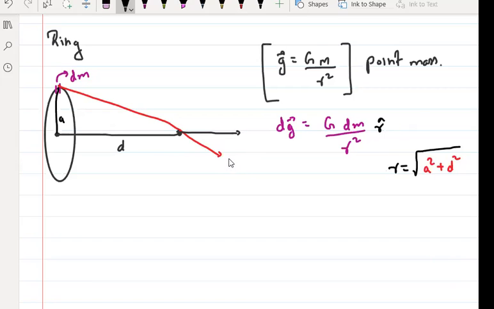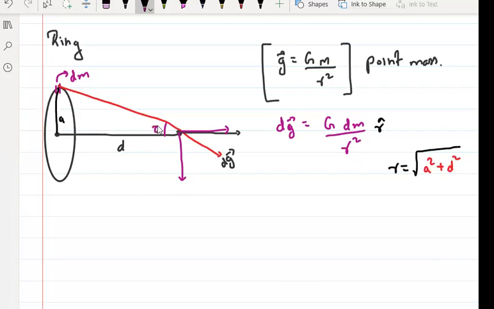So this is your G vector. This is your G vector, right? Or basically dG vector. Okay, right? Small section of G vector. Now, can you break down this into two components? Think about it. Can you break it down into two components?